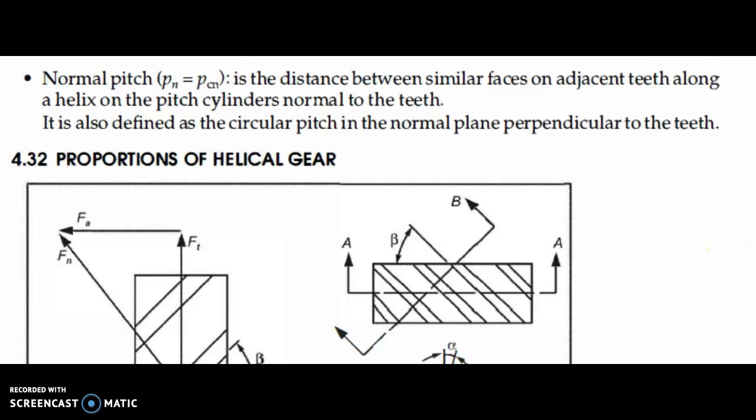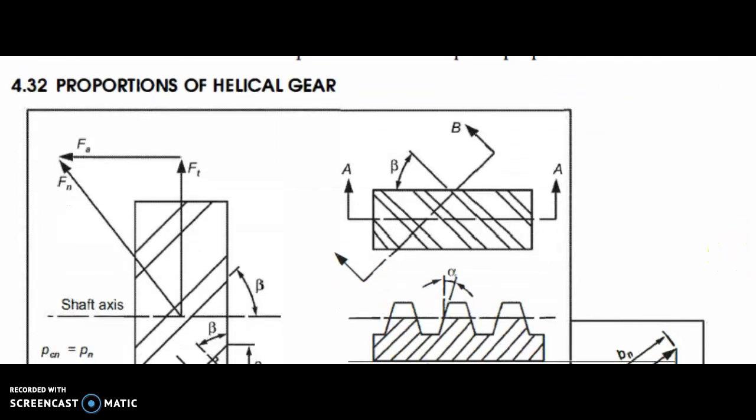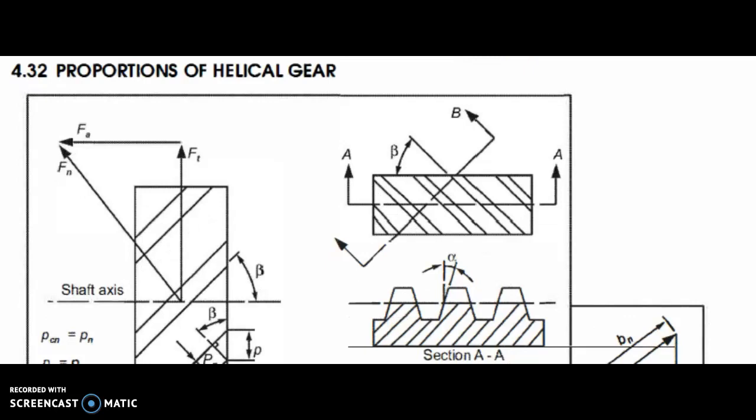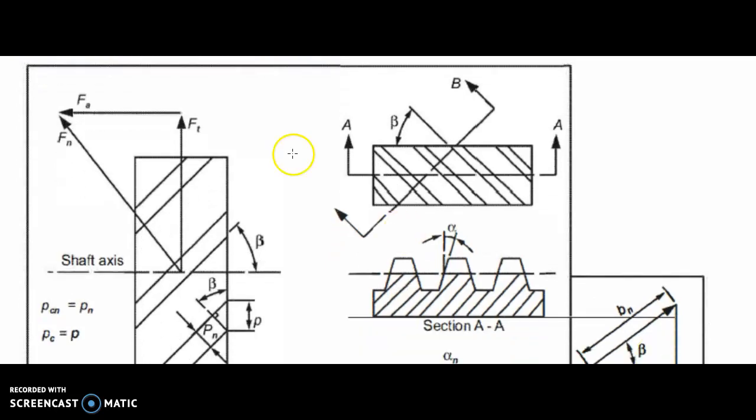Then I can show this figure. From this we can identify some technical terms. That is, there is an Fn, the normal force. Another one is Fa, axial force. Ft, tangential force. And from this figure, the tooth will come in this shape. There is an angle. That angle we call beta, between the shaft axis and the angle of cut, that is the tooth cut, that is known as beta.